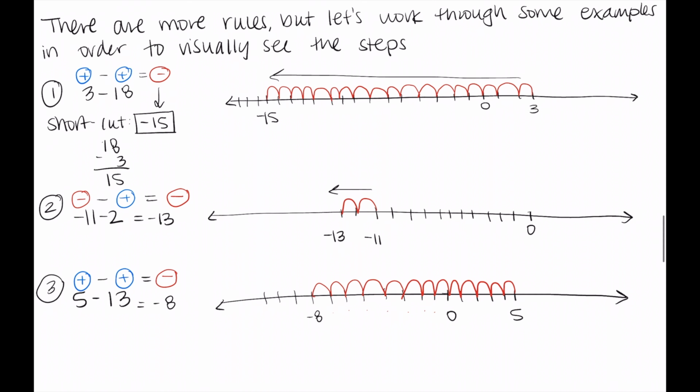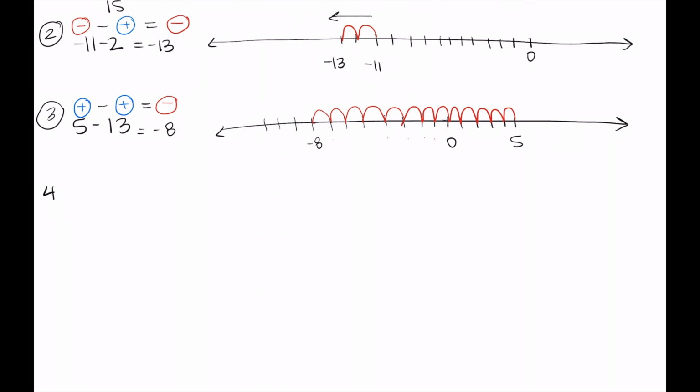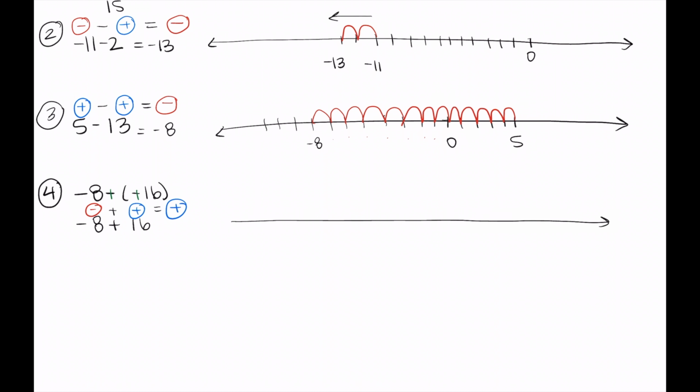And now we will move on to our next practice problem. For number 4, we have negative 8 minus negative 16. Anytime we see two minuses next to each other, we know that that turns into a positive. So it ends up being negative 8 plus 16. That is a negative plus a positive, and since the 16 here is greater than the absolute value of negative 8, we are expecting a positive answer.